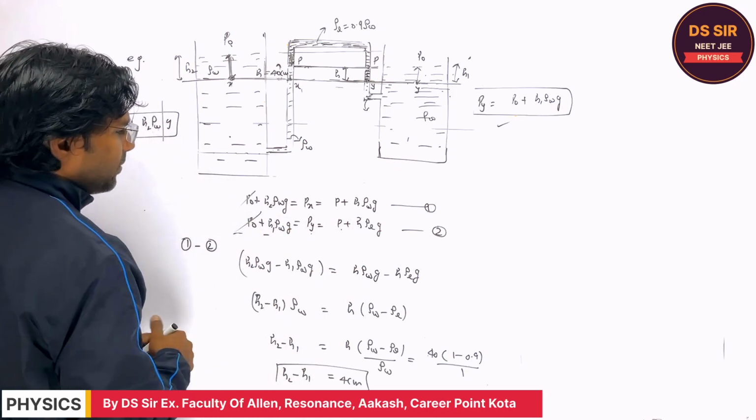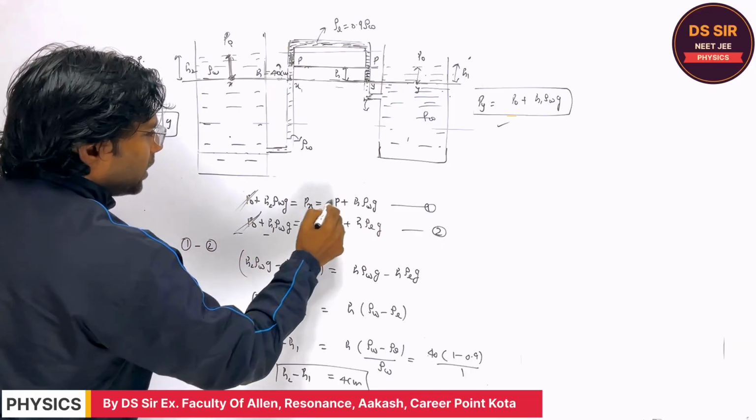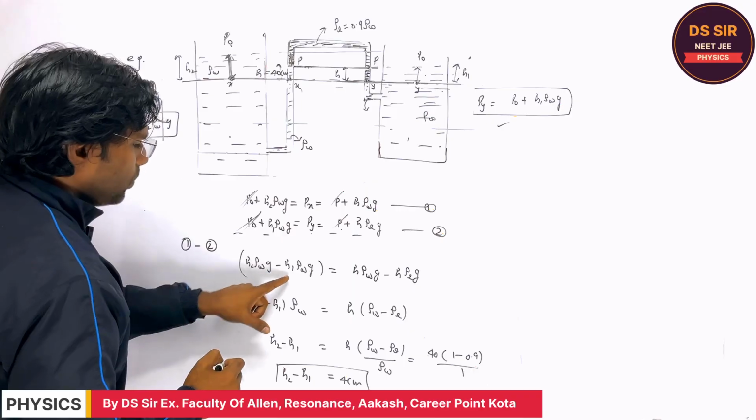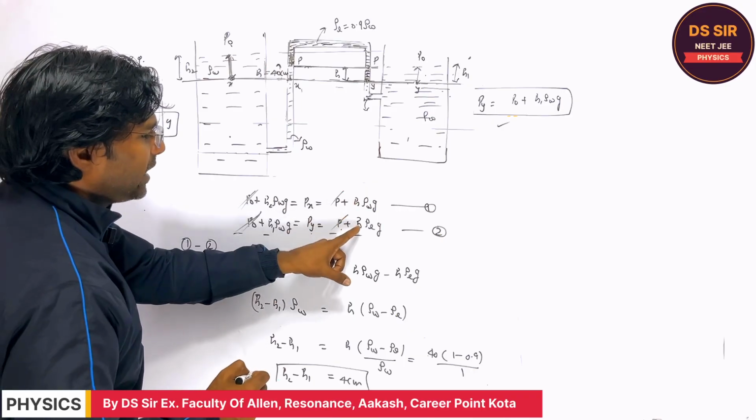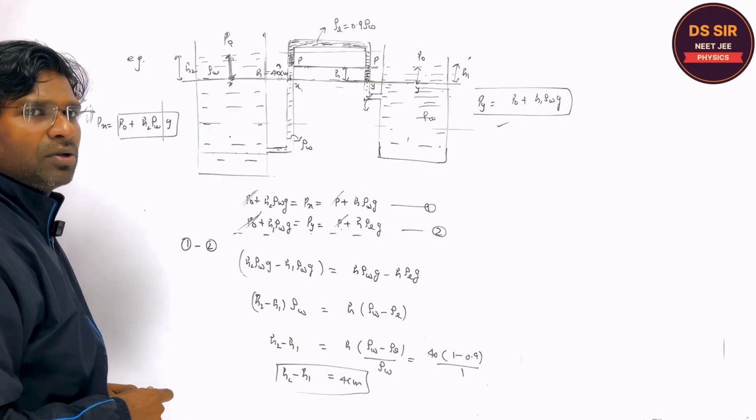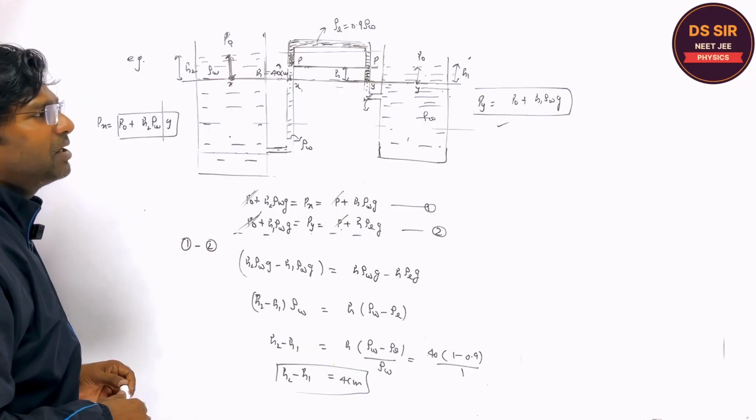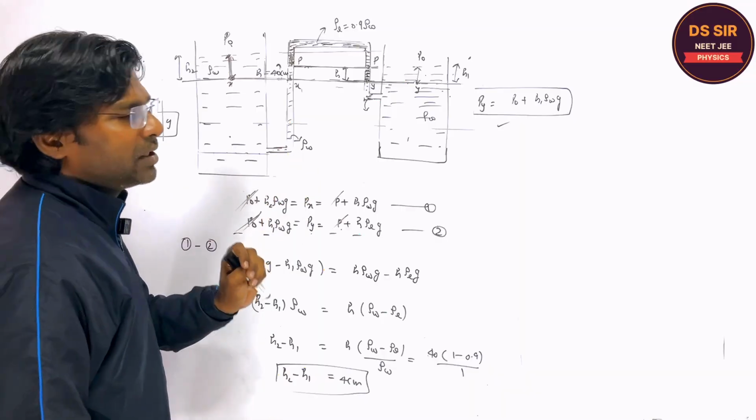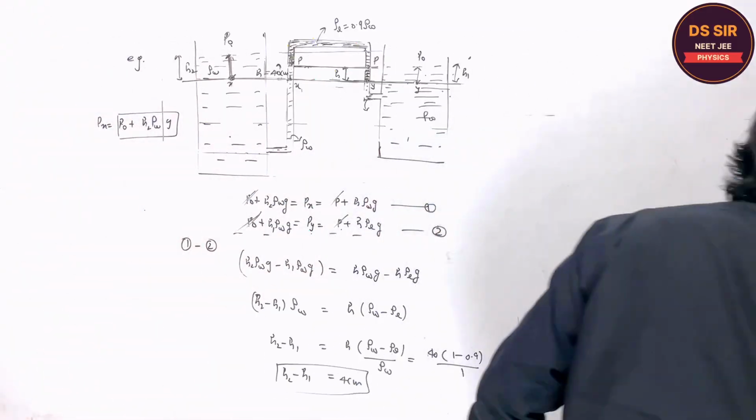So if you subtract them, P naught and P will cancel out. So what will be left over here? H2 minus H1 times rho water, and H times rho water minus rho liquid, and the calculation is simple now. In the previous case it was a little tough, right? So before doing this question by another method, I will give you another question.